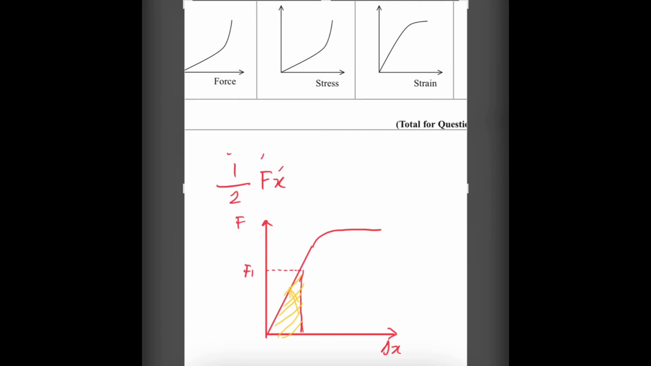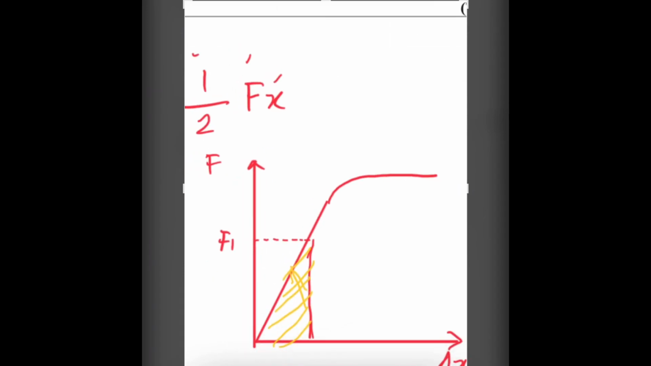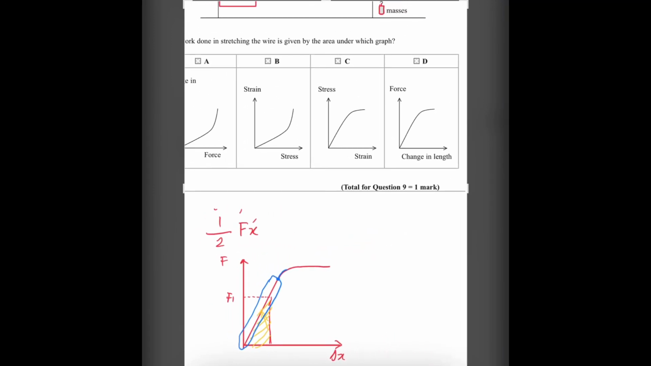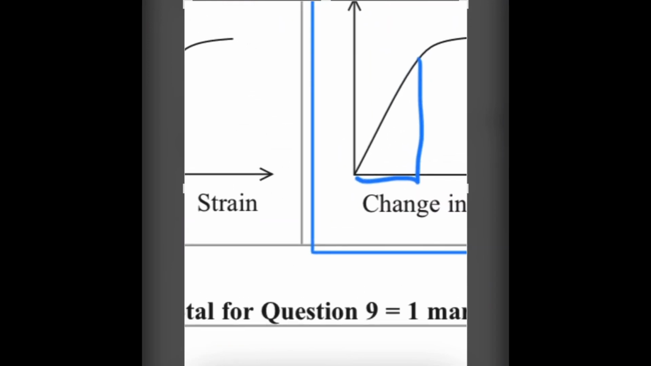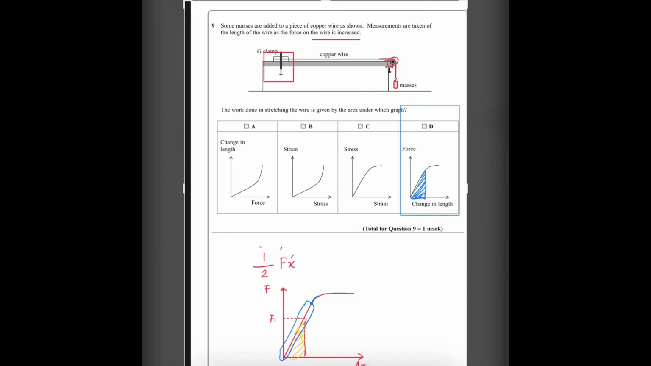This is only applicable up to the limit of proportionality. The limit of proportionality is the point up to which the line is straight before it curves out, right? So the limit of proportionality is being obeyed in this area. So the only correct option is D, because only in D do we have force and extension. Change in length is the extension. So the area under the force against extension graph is the work done in extending or stretching the wire. So the answer to question 9 is D.